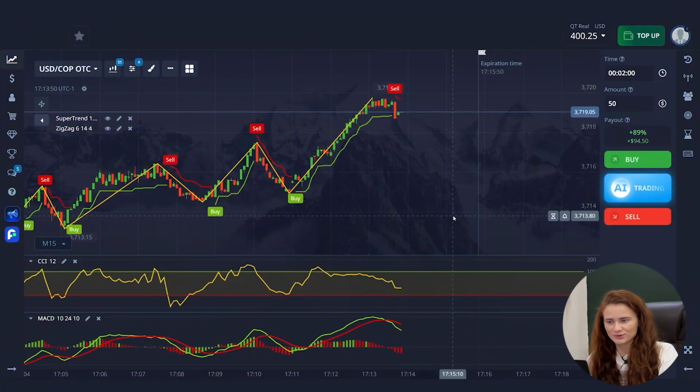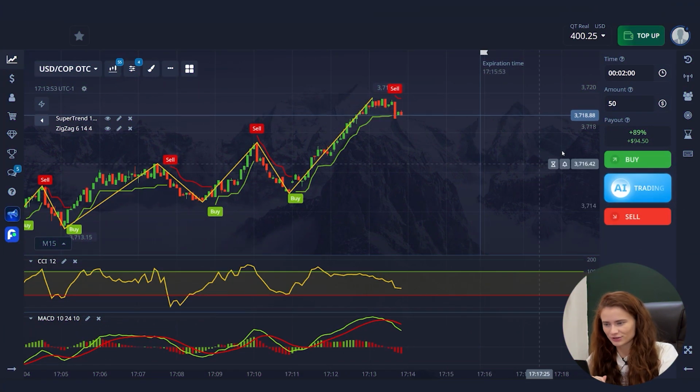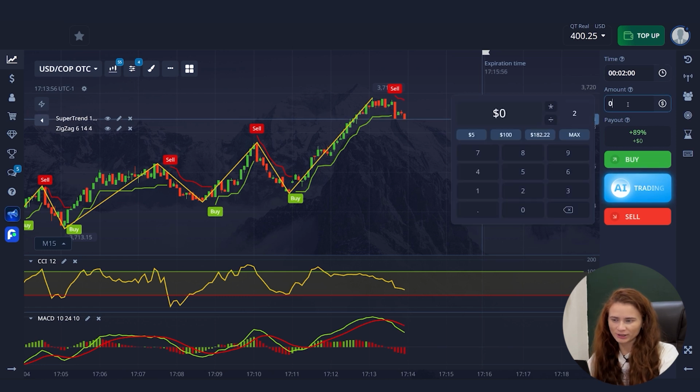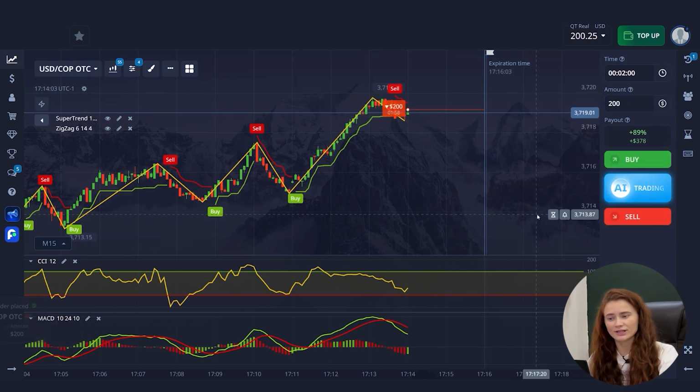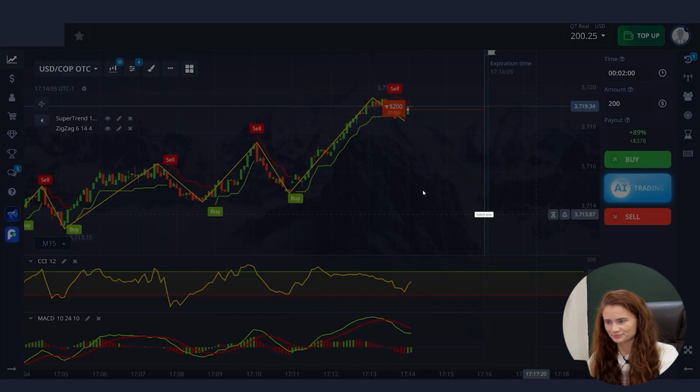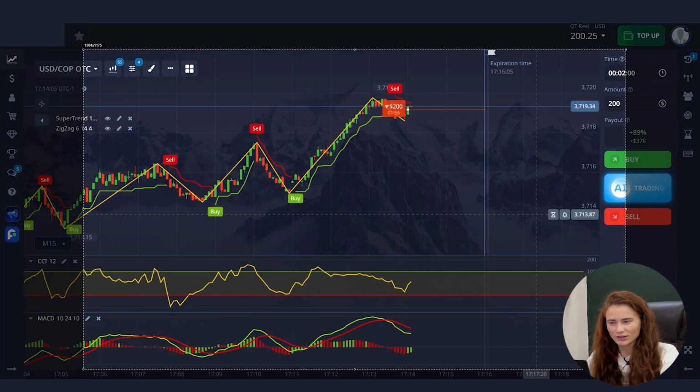Found the first suitable situation, let's break it down and open a trade. Trading time I will use 2 minutes, starting with an amount of $200, and my forecast is that the price will decrease. So we open the trade ASAP. And now let me take a closer look at the situation.